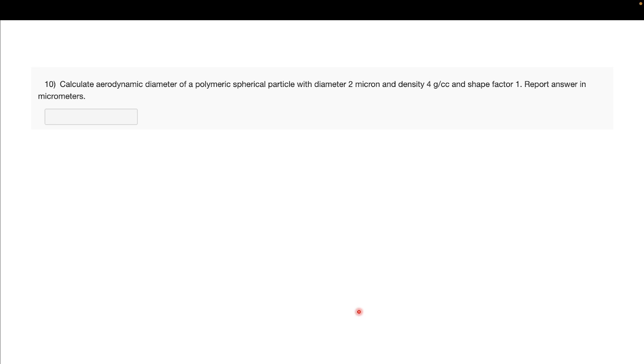So this is: calculate the aerodynamic diameter of a polymeric spherical particle with diameter 2 micron, density 4 gram per centimeter cube, and shape factor as 1. We have to report the answer in micrometer. If you know the concept of aerodynamic diameter, you should be able to solve this. It has a pretty straightforward formula.